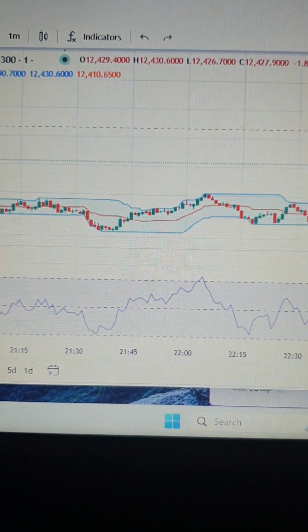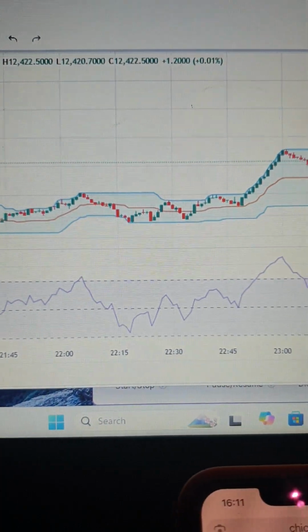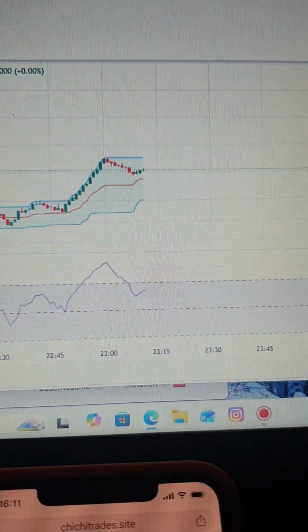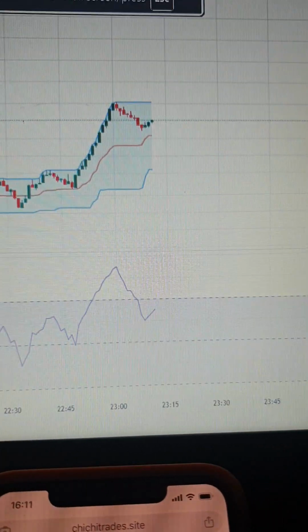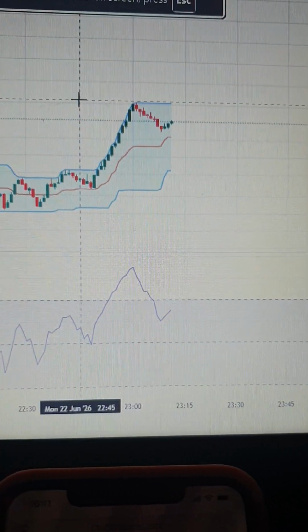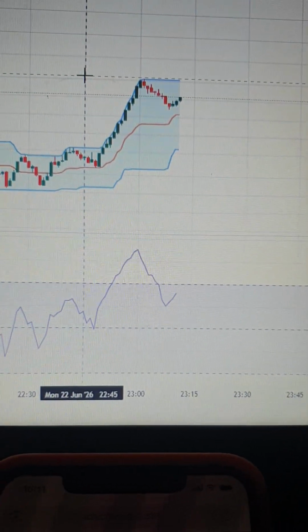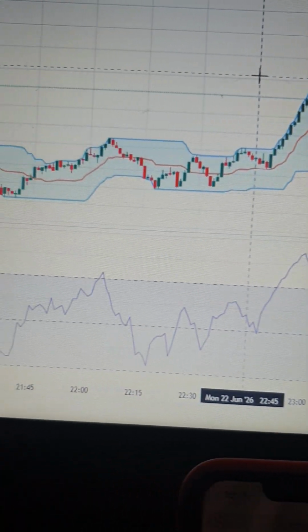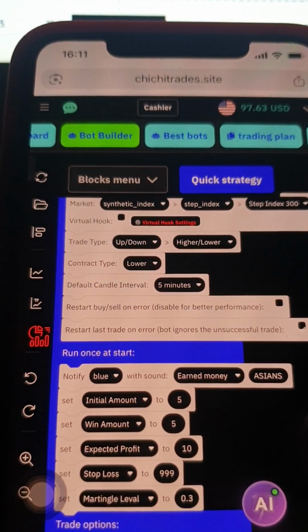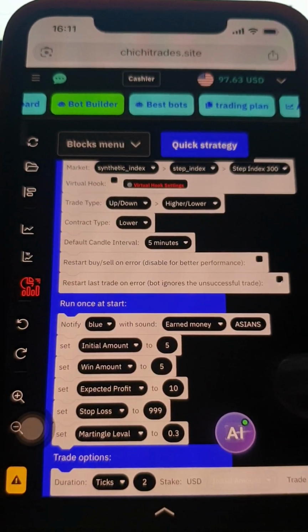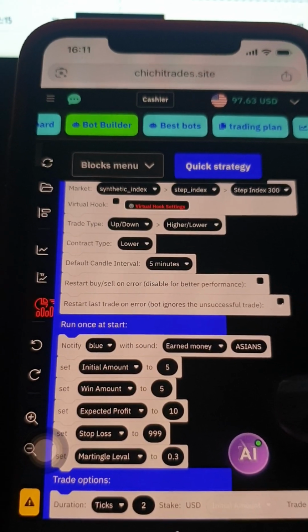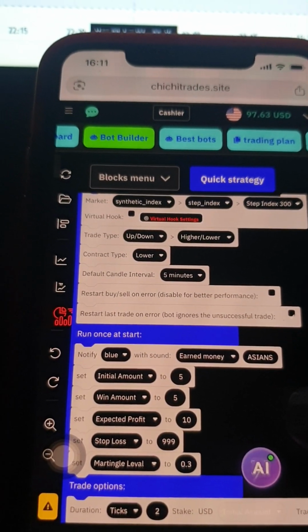So here is our entry point whenever we are going to be trading this market. Let me adjust this screen so that you can see clearly. I hope now you can see clearly. The entry point whenever you're going to be trading the lower market, remember this is lower market, rise and fall but step indices. I've explained the conditions that you should consider.